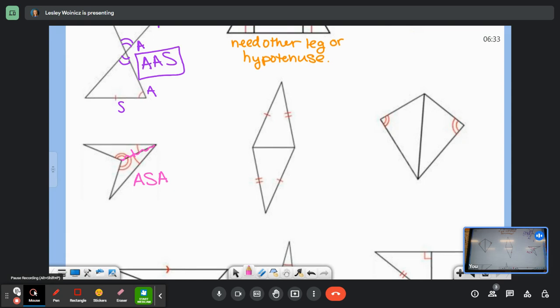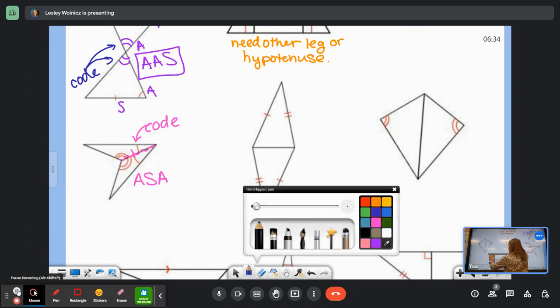Okay, so do you see how I'm marking these with the coding? Don't forget to code them, that's worth points. Whenever I make these little angle marks or the tick marks, that's the code and that's worth points on your quizzes and tests. So don't forget that, make sure you practice it.